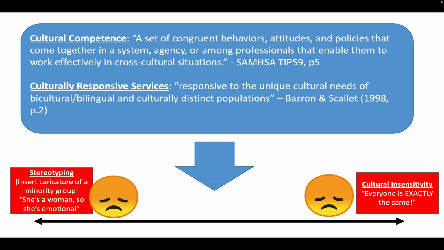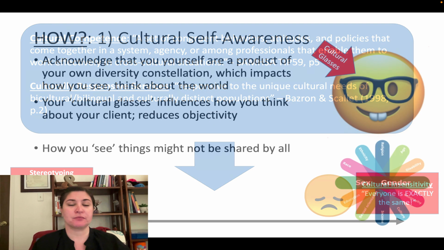As you can see with this continuum, we have two extremes. We have stereotyping, which is inserting a specific character of a cultural group, like she's a woman, so she's so emotional. And then we have culturally insensitive, where we're saying that everybody's exactly the same and should be treated exactly the same. The different is culturally competent. We want to recognize individuals' differences and treat them in a way that is respectful to their culture.